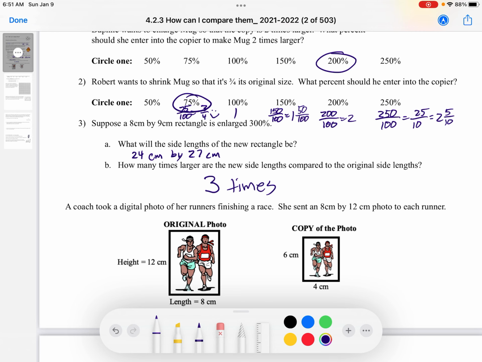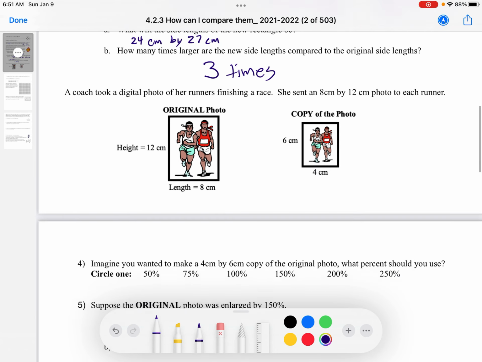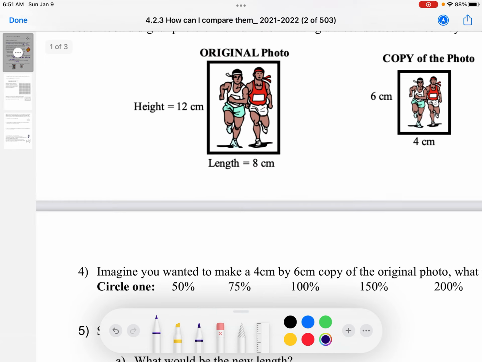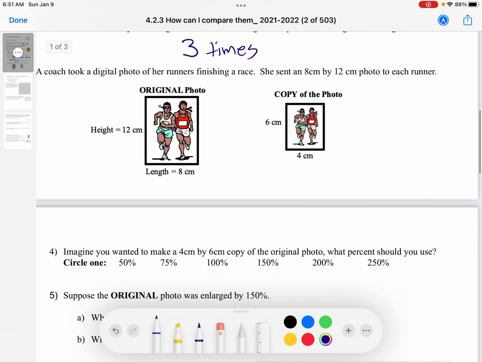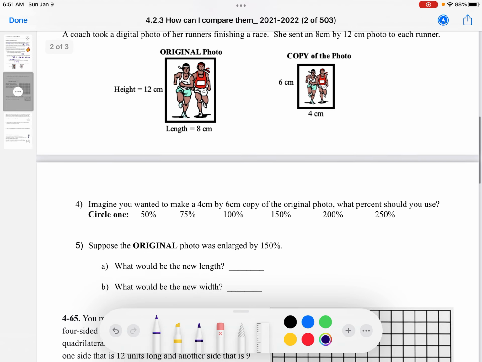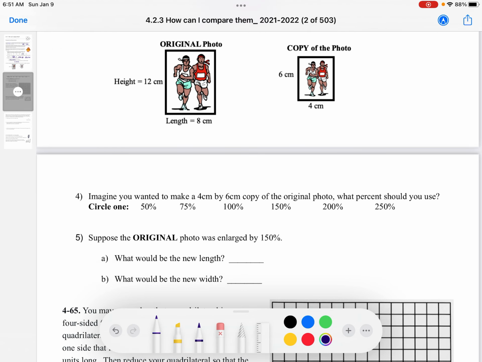3 times larger. A coach took a digital photo of her runners finishing a race. She sent an 8 centimeter by 12 centimeter photo to each runner. So there's my original picture. Looks like there's a copy there that's a little bit smaller. Imagine you wanted to make a 4 by 6 centimeter copy of the original photo. What percent should you use?